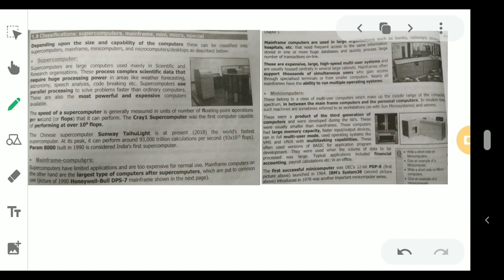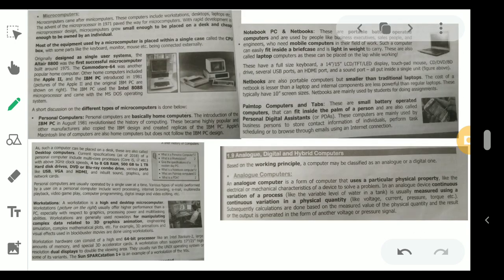Personal computers are generally used for computer programming, digital images, video editing, browsing, email, multimedia playback, or video game playing.